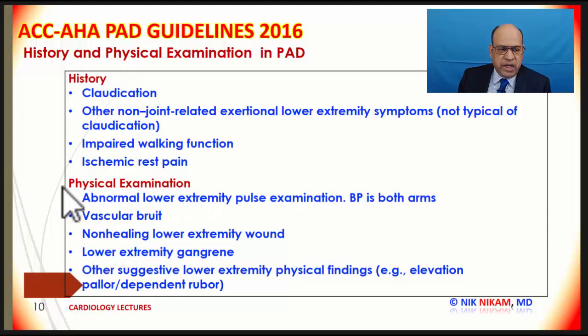ischemia. Physical examination can give a number of clues as to the presence of peripheral arterial disease along with its complications and manifestations related to poor circulation in the lower extremities. On physical examination, we may find decreased pulses, and it is important to monitor blood pressure in both arms. We may hear a vascular bruit. We may also see evidence of a non-healing lower extremity wound, ulceration, and even osteomyelitis. In extreme cases where there is significantly compromised peripheral arterial circulation, there may be evidence of either dry or wet gangrene. And there may also be evidence of pallor and dependent rubor.